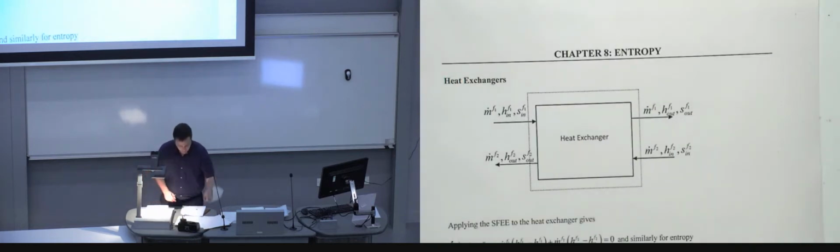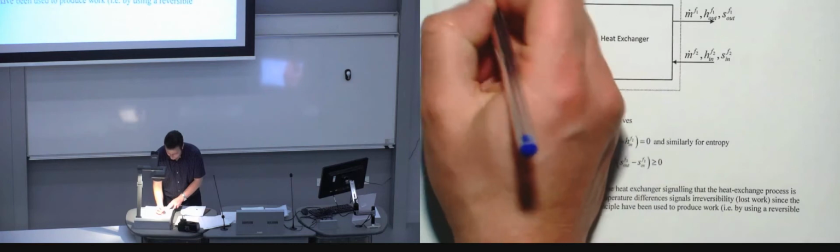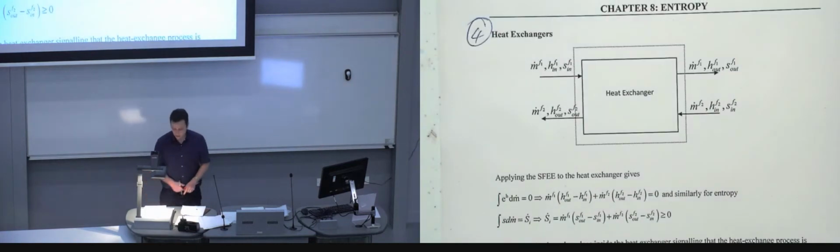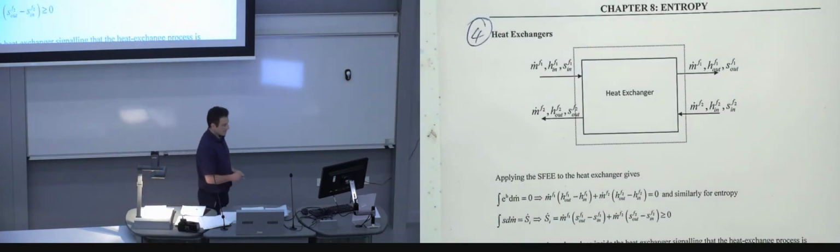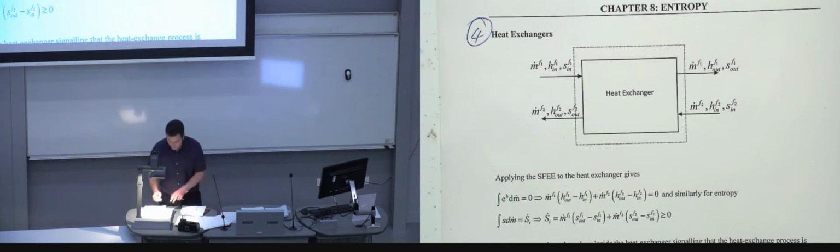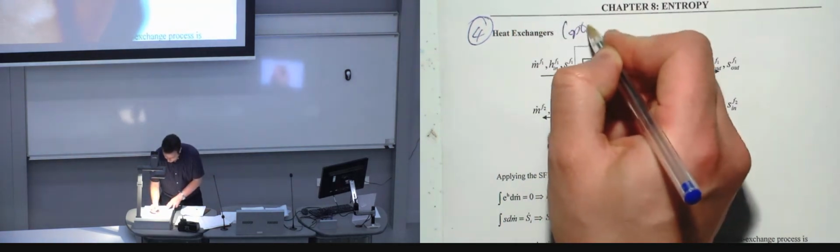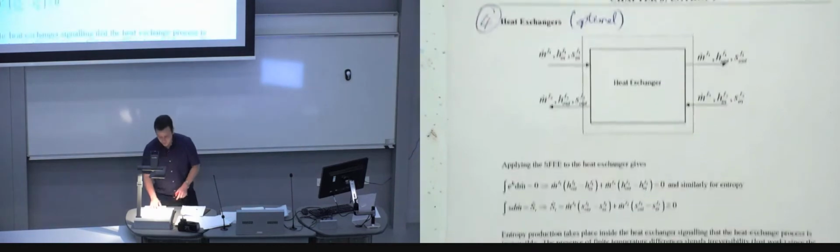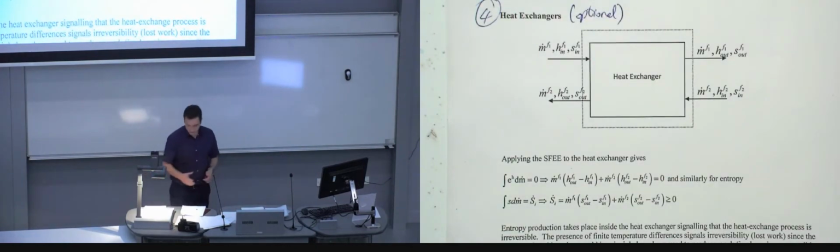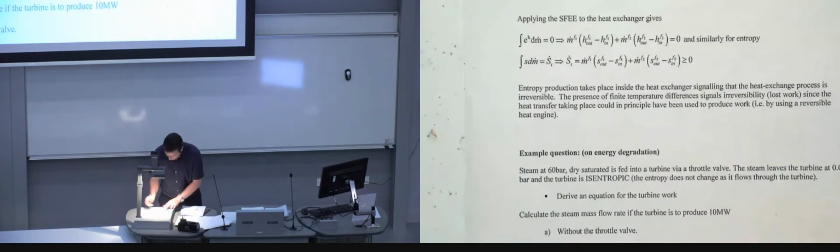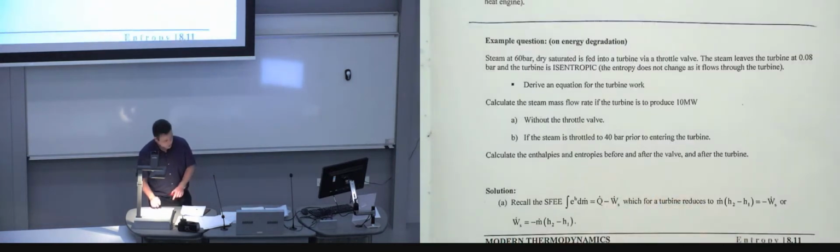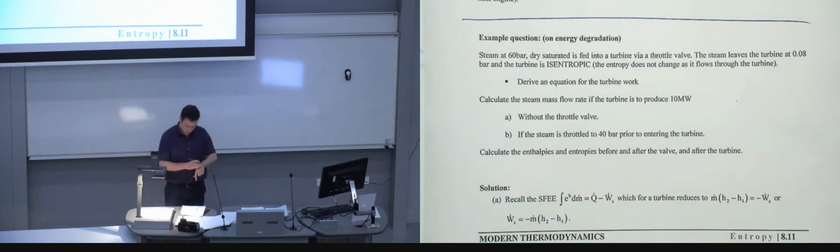The next example or device is a heat exchanger. In fact, because I decided to skip heat exchangers from the very beginning, this is going to be optional, which essentially means you're not going to touch it. So let's move on to the examples.